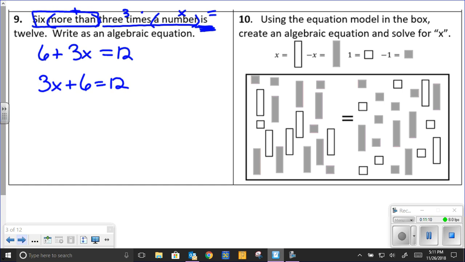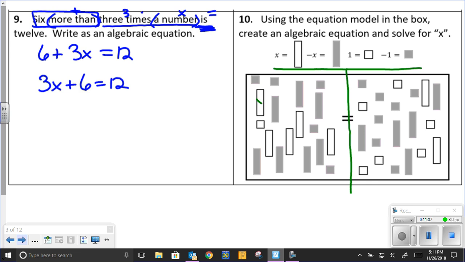Okay, this one here, we're using the model in the box to create an algebraic equation and then solve for x. So with this one, we have a key up here, and that's what we need to make sure we're watching out for, to see what the key is standing for. So I'm going to go ahead and just start with all the positives on one side. A lot of you like the river or the line or the wall, whatever you want to call it. So I'm only going to look on the left-hand side for right now.